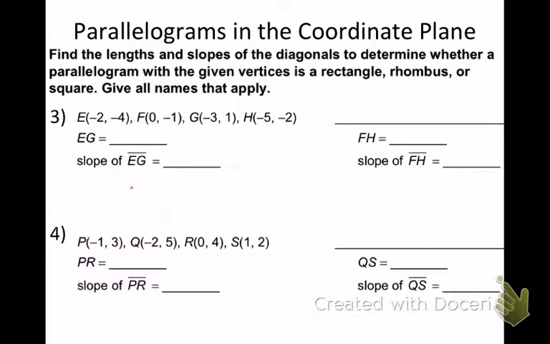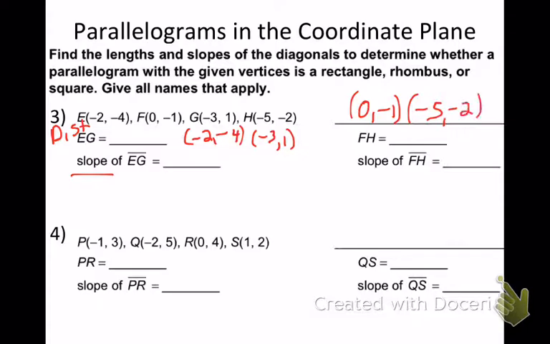So as I look here, I want to find the distance and I want to find the slope. So E was -2, -4. G was -3, 1. F was 0, -1. And H was -5, -2. I would like you to take a couple seconds and find the distance and slope of those two coordinates. All right? Don't worry about doing number 4 yet. But take a couple seconds, work number 3 out, find the distance and slope of both those coordinates.